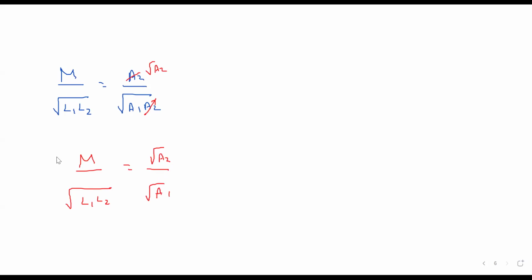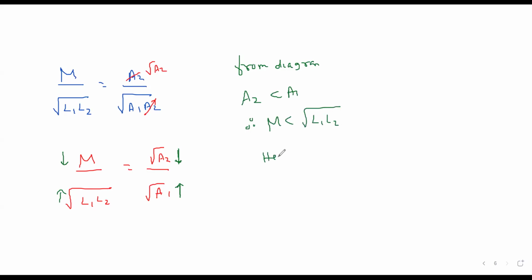As per the diagram, A2 is less than A1. So if A2 is less, the corresponding M is less; if A1 is bigger, it is bigger. So from the diagram, the A2 value is less than A1. Therefore, M value is less than root of L1 L2. Hence proved. Clear? You can ask me a doubt based on this.